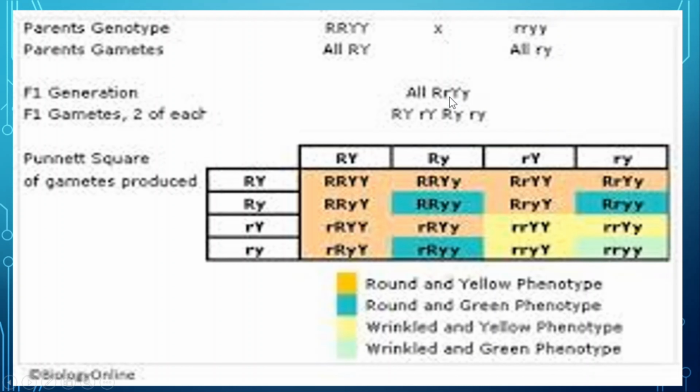But after the selfing, that means when two plants of this F1 generation are allowed to cross, behaving as the parents, about 4 gametes were formed, and the total number of offspring he got was 16, 4 into 4. And the result was 9:3:3:1. 9 is round and yellow, which is totally dominant, then 3 round and green, then 3 wrinkled and yellow, and 1 wrinkled and green, which is totally like the recessive parent. That means the phenotype is 9:3:3:1.